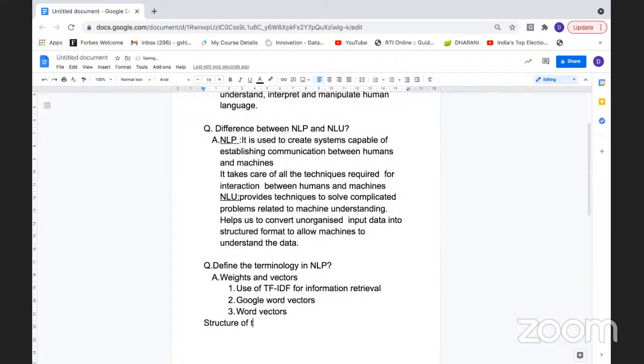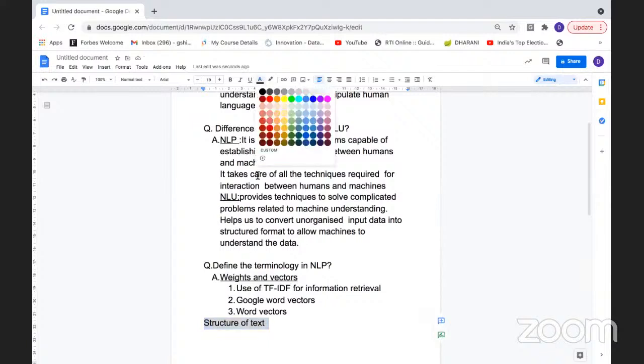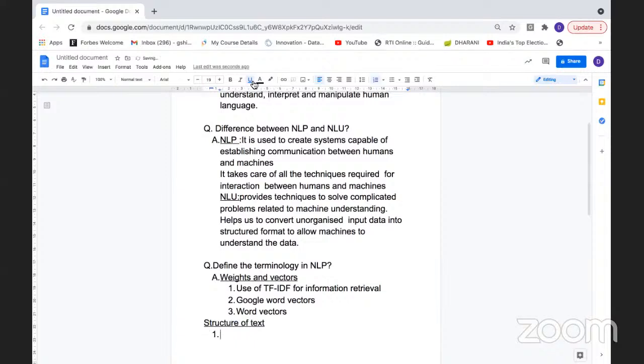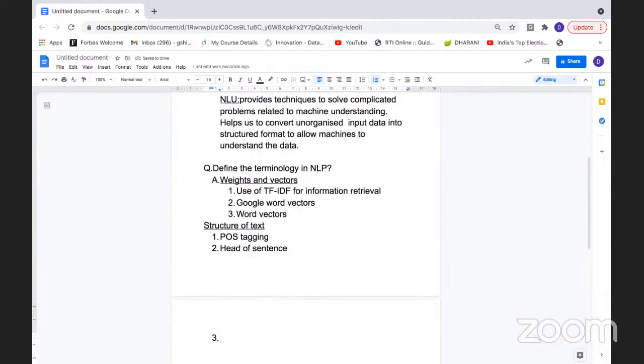If we move forward, you should also know the structure of your text. What does it hold? Basically, we have POS tagging, the head of the sentence, and named entity recognition, NER.